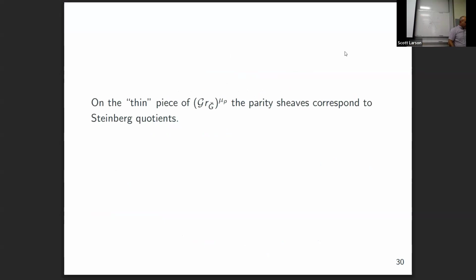Okay. So on the thin piece, this will be the last thing I say. On the thin piece of the affine Grassmannian, the parity sheaves correspond then to the Steinberg quotients. If you took a parity object in the original thing and you filtered it through, you get a Steinberg quotient. My question is, can this be expected to hold on the other pieces? I think so, unless somebody's going to burst my bubble. I shouldn't look at anybody in particular. Anyway, that's the last question, but I tend to think there's a strong connection between these two.